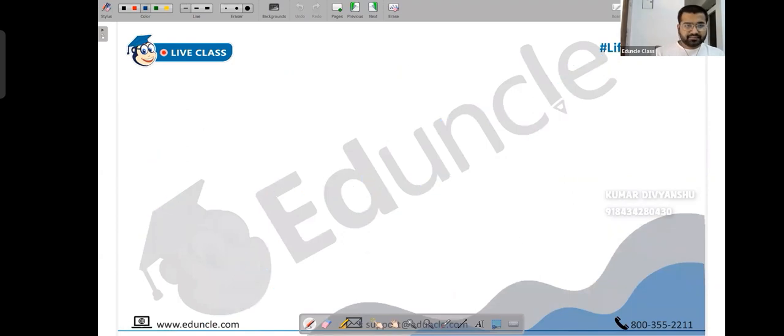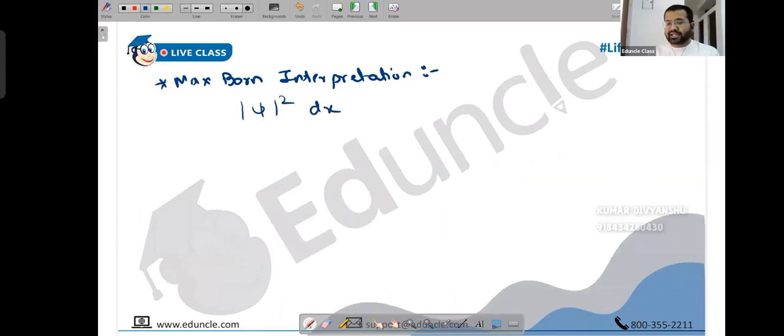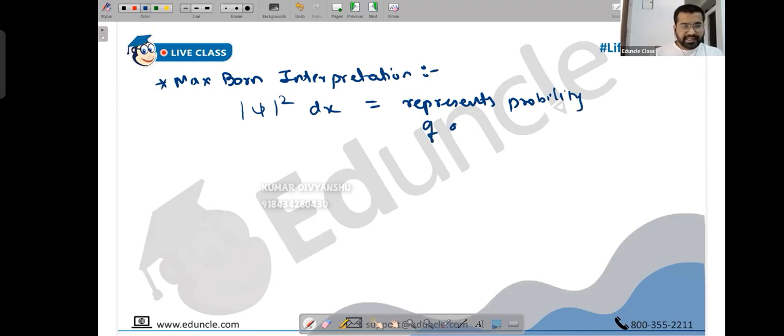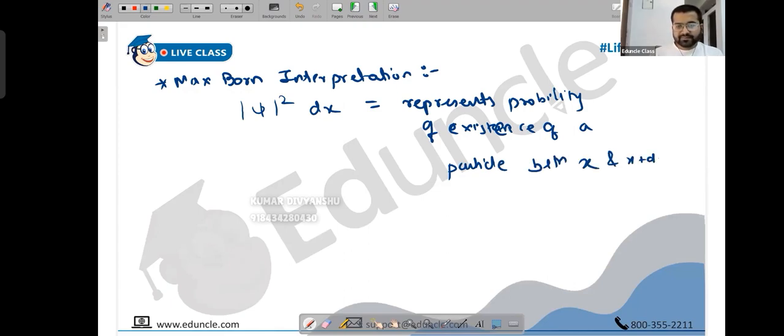Any questions, anyone? Next is Max Born interpretation. I've already told you I'm following Zettili for our exam syllabus. It's a good book. So this is mod psi square dx. What is the meaning of this? Mod psi square dx represents the probability of existence of a particle between x and x plus dx. You can say probability of existence or position of a particle between x and x plus dx.